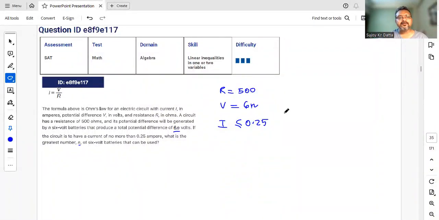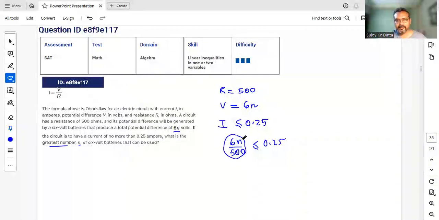So they're saying, what is the value of the greatest number n? Okay, why the greatest value of n? Let's just plug in. So we have V = 6n. R is 500. That's your current, and this is less than or equal to 0.25, right?